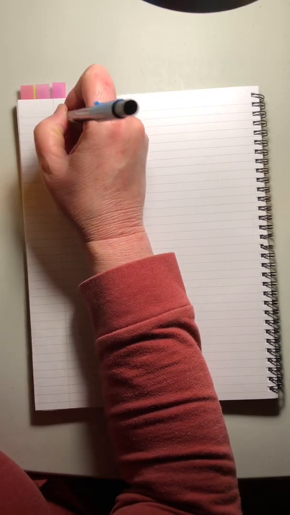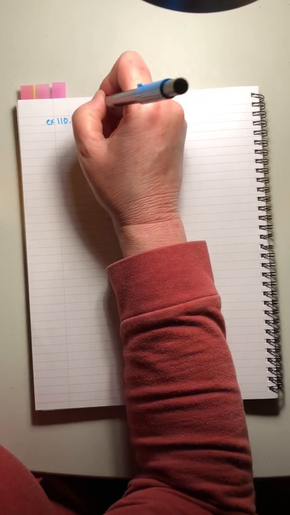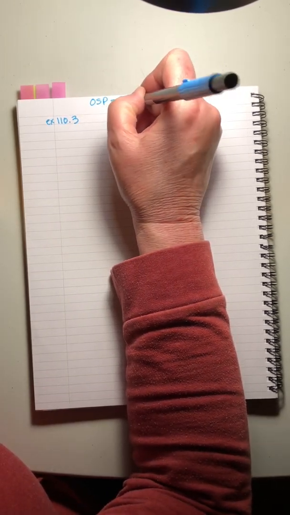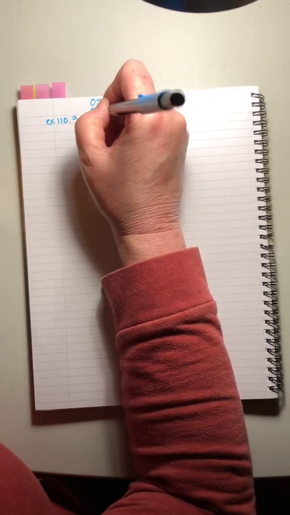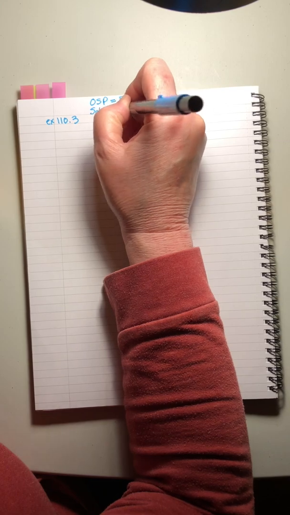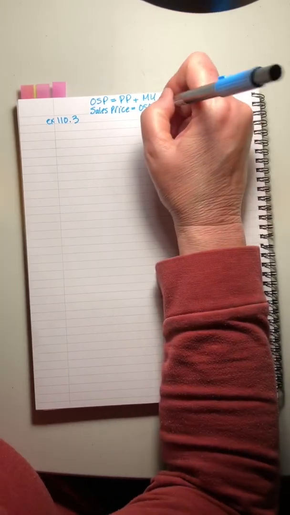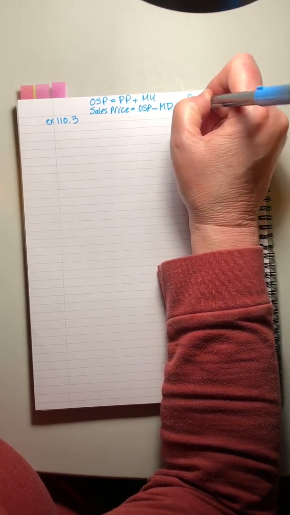Okay, third example, final one. Let's do it again. Original selling price equals the purchase price plus the markup, and then the sales price equals the original selling price minus the markdown. And we're using the formula. Okay, third scenario.